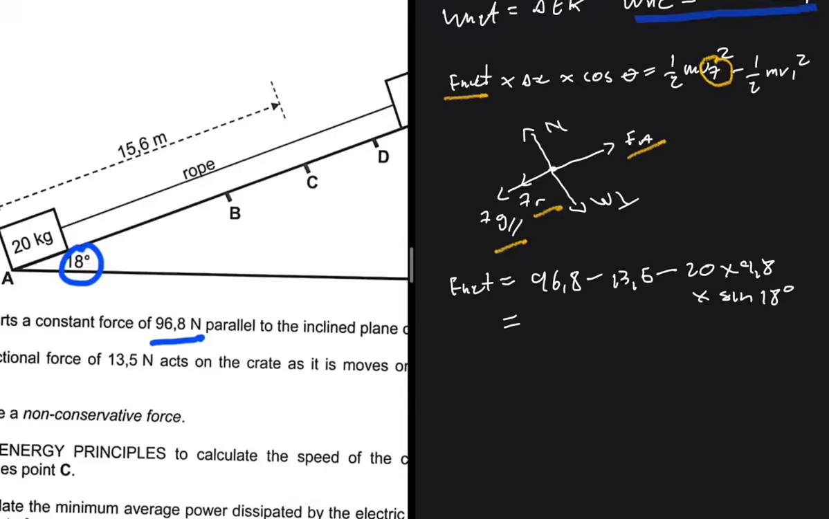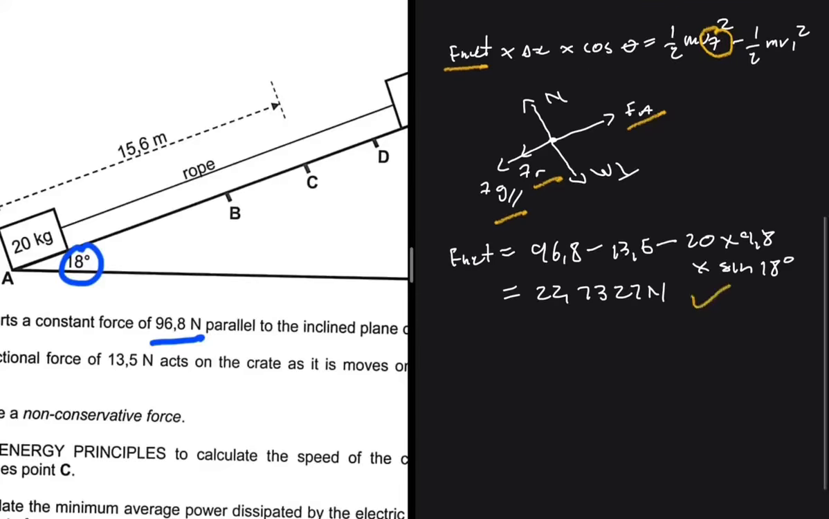So let me just do that real quick so that we can see what we get. I think our F net should be equal to 22.7327 newtons. Now we have F net, we can put it in our equation. In place of F net, we now put in 22.7327, and in place of delta x, we have 15.6. The object is moving up the incline, and the F net is also pointing up the incline. So the angle in between those two should be 0.